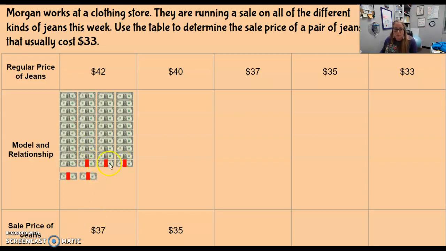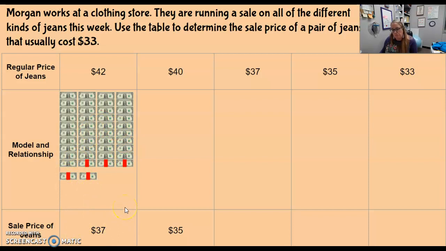So I crossed off 1, 2, 3, 4, 5. And if I count them again, let's see, 10, 11, 12, 13, 14, 15, 16, 17, 18, 19, 20, 21, 22, 23, 24, 25, 26, 27, 28, 29, 30, 31, 32, 33, 34, 35, 36, 37. All right, I did it right. So I have $37 left.